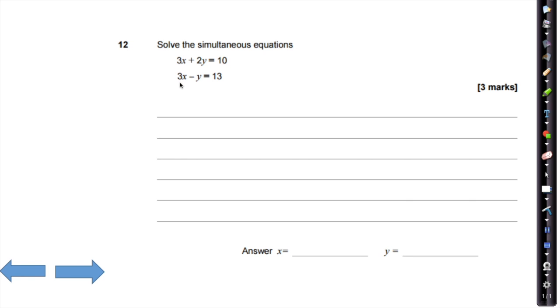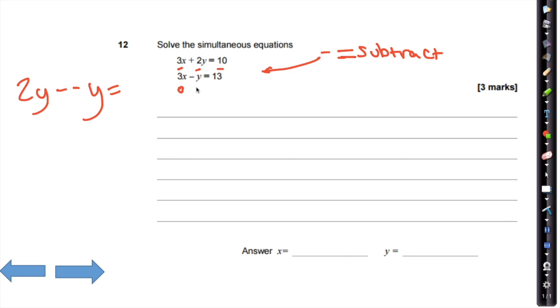As we've got 3x here and 3x in the other equation, we can subtract. 3x minus 3x will give us 0. If we're subtracting one equation from the other, we have to do that for every other value. So I'm doing these lines, which I'm trying to signify means subtract. So 3x minus 3x is 0, 2y minus y, so 2y minus y equals 3y.